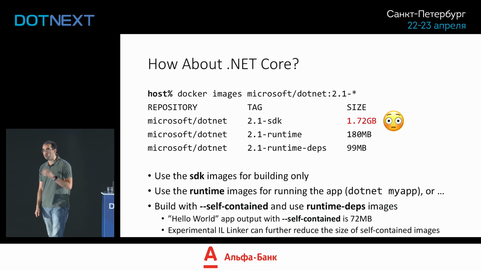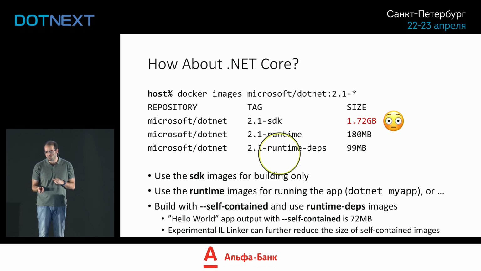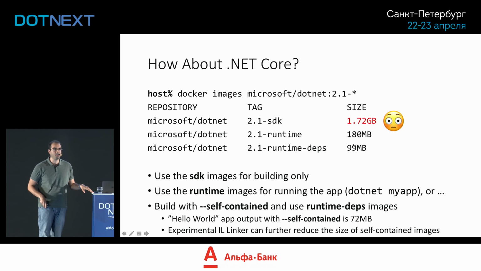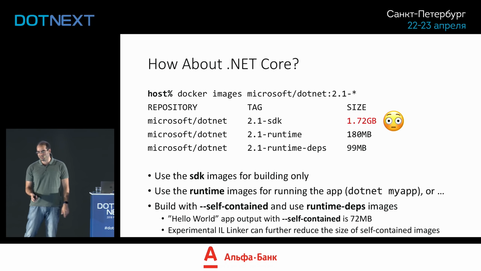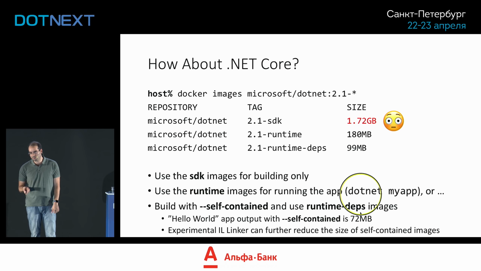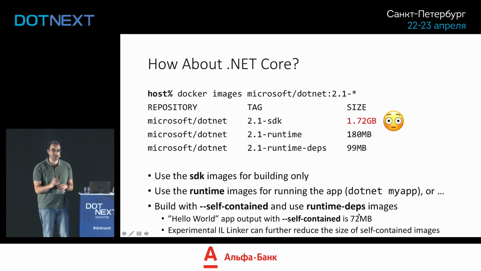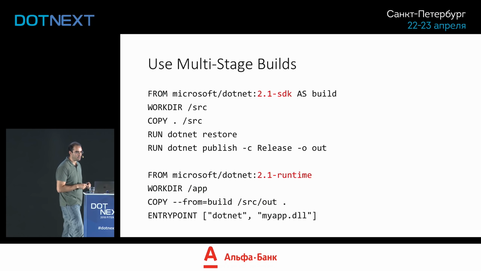And so there's a trade-off here, because the base image, as you can see, is 99 megabytes, which is twice as small. But then you have to add whatever you compiled. And so when I tried it out, hello world with self-contained for Debian is 72 megabytes. So if you add 72 and 99, it's not a lot smaller than the runtime image. But we'll come back to that in a couple of moments.